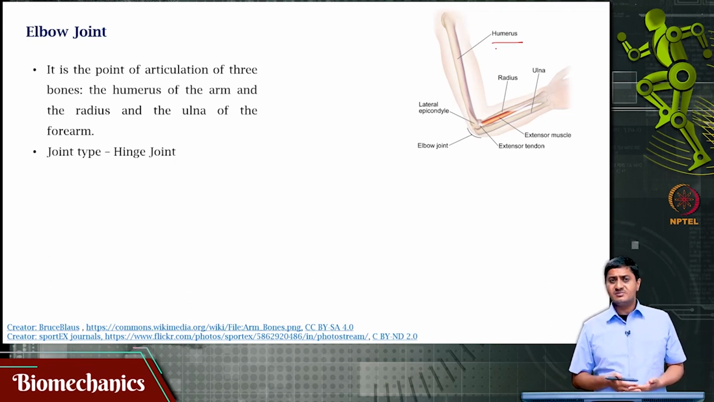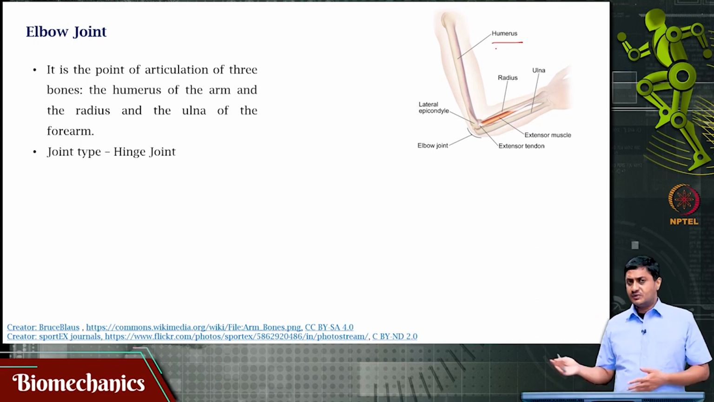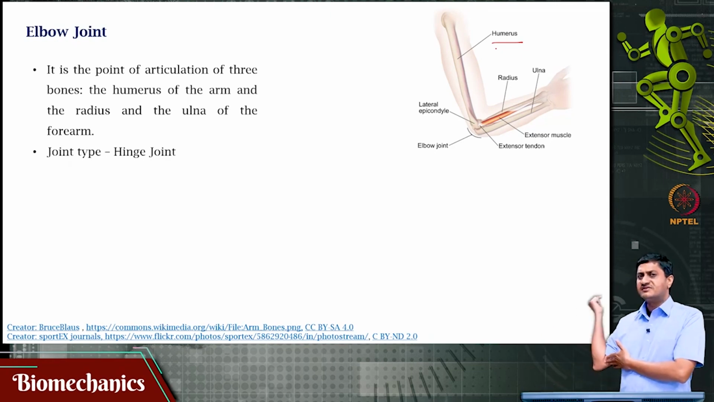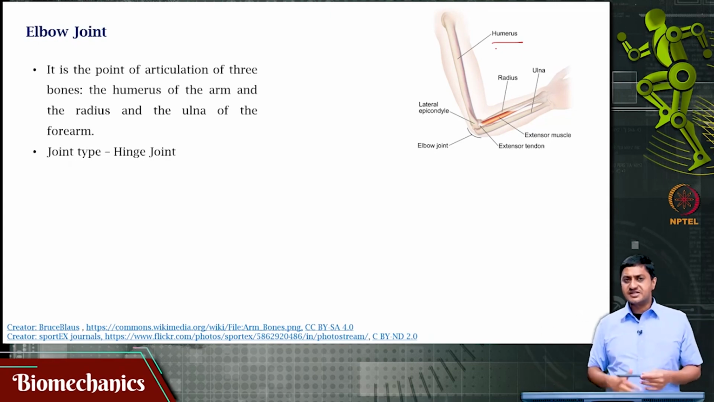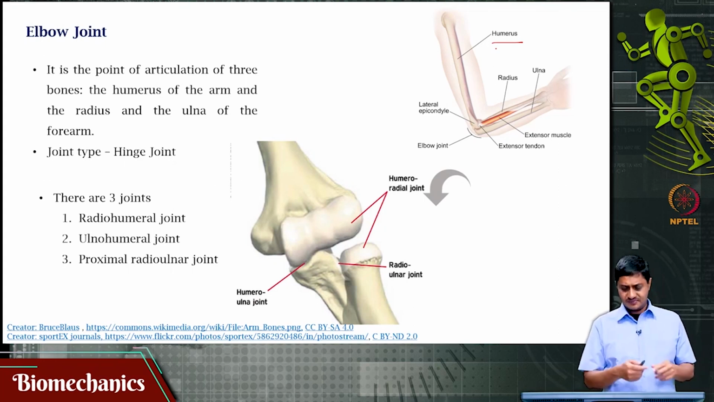By the way, let us remember the elbow joint has a single degree of freedom. That is, it is a hinge joint. It has only 1 degree of freedom. This movement is called flexion and extension. So, there are these three joints: radiohumeral joint, ulnohumeral joint and proximal radial ulnar joint.